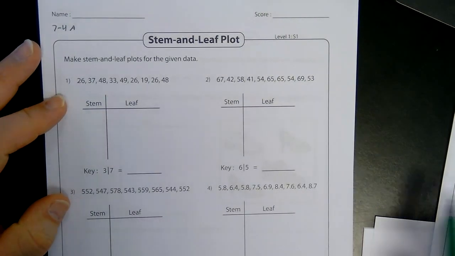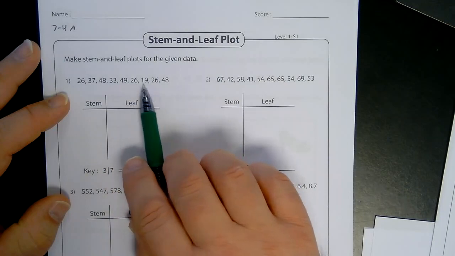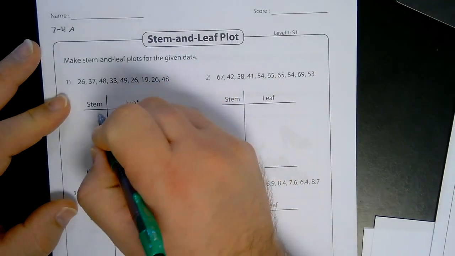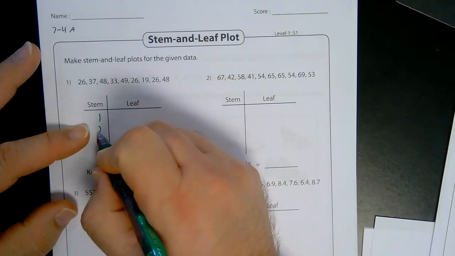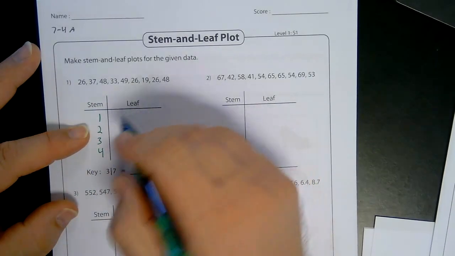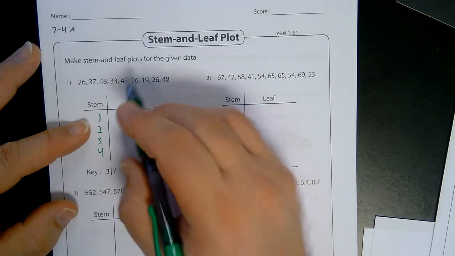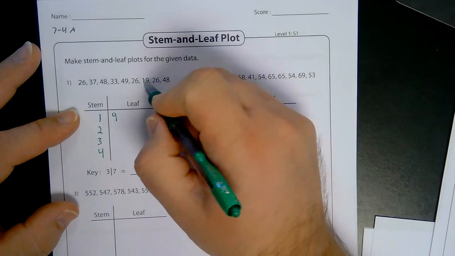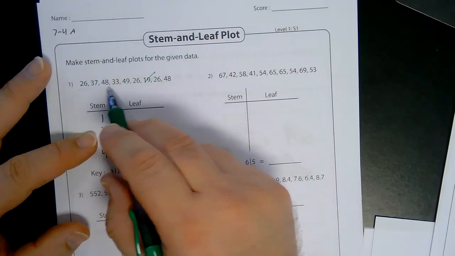Alright, so number 1, I'm looking at the 20s, the 30s, the 40s, the 30s, 40s, 20s, 10s. So the lowest one I have is a 19. I'm going to put a 1 here. This stands for 10s, 20s, 30s, and 40s. And then all I do is put down the next number in place. So a 19, this would represent 19. Cross it off.